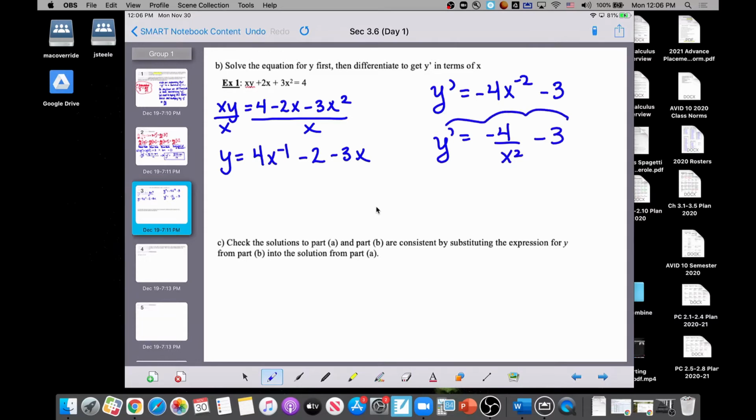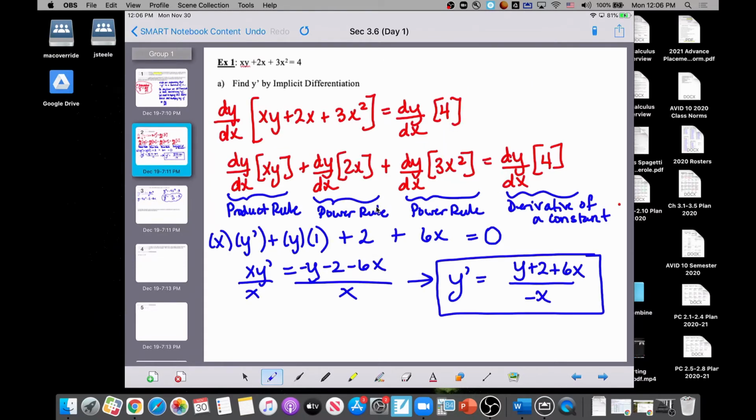Okay, so you might be saying right now, well, gosh, the answer that I got for part B does not look the same as the answer that I got for part A. And that's absolutely correct because our answer from part A has a y term in it. And our answer for part B does not have a y term in it because we solved for y. So that brings us to part C.